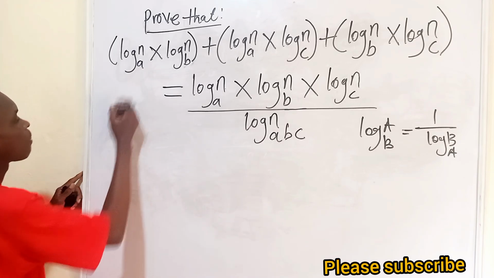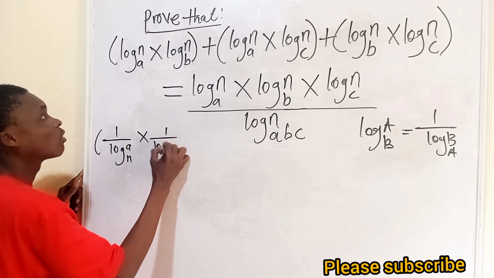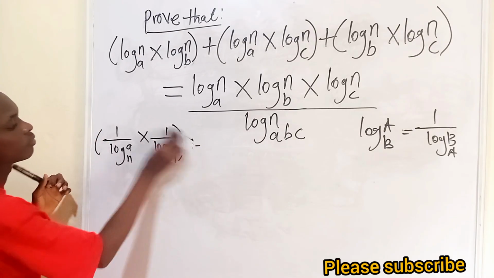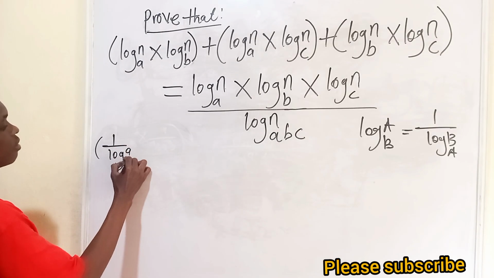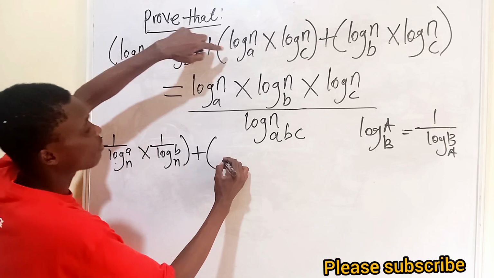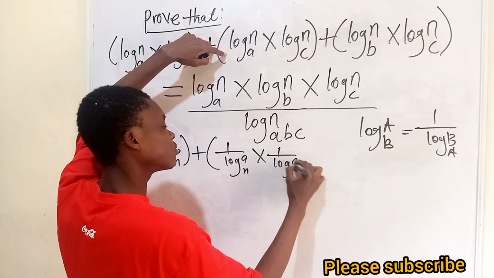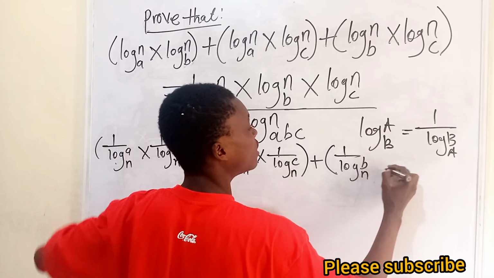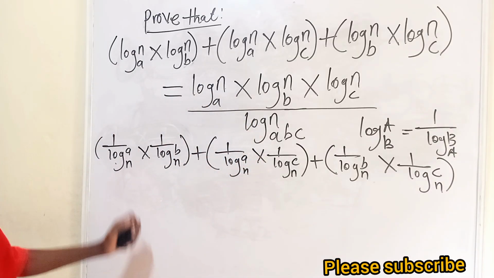So from here, we'll have that this is 1 by log a base n times 1 by log b base n, plus 1 by log a base n times 1 by log c base n, plus 1 by log b base n times 1 by log c base n. All right, so we have just applied this rule.